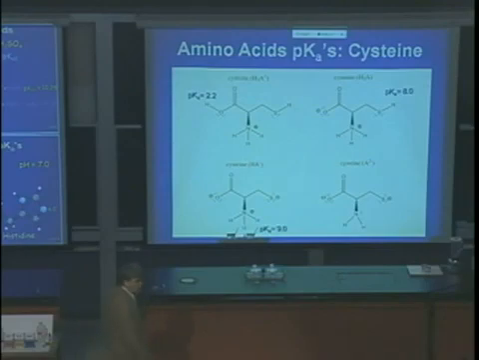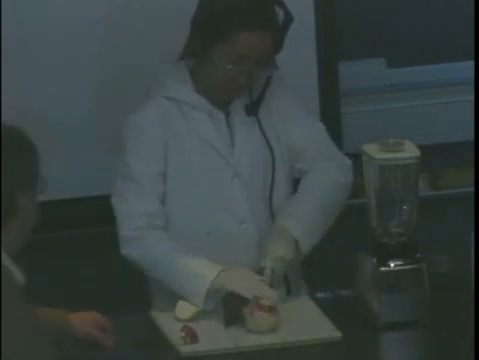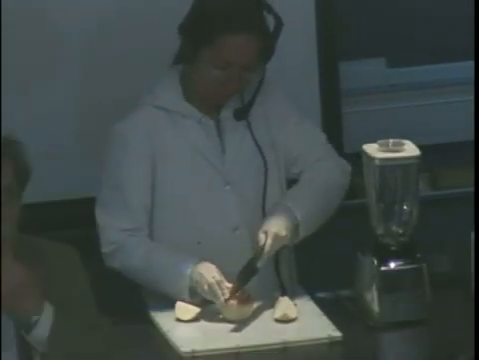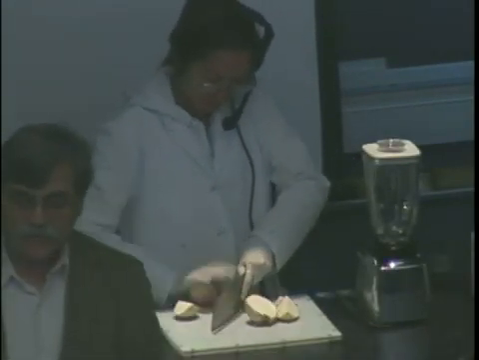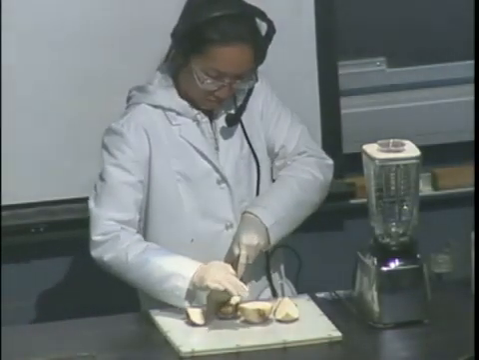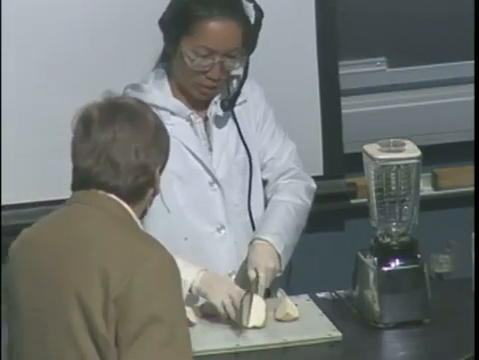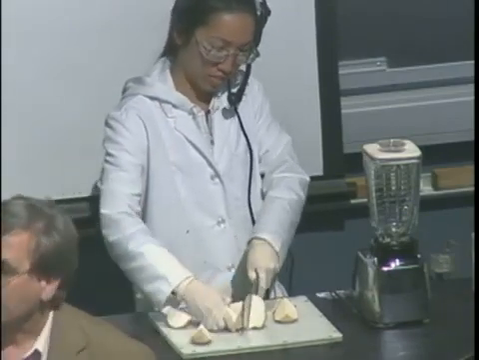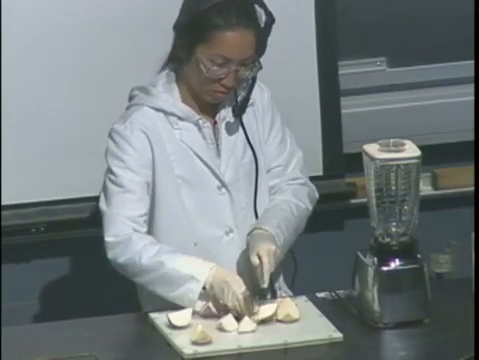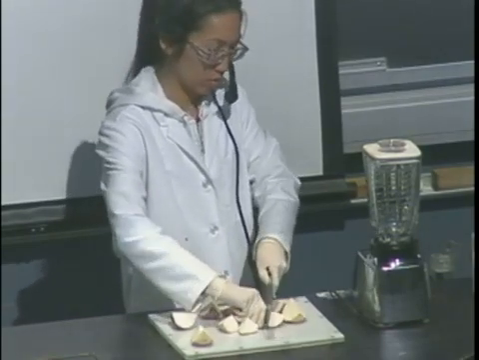So let's do an experiment. We're going to grind up some, what is it, rutabaga? No, what is it? Turnip. Karen's going to grind up some turnip, and we're going to make a turnip smoothie, okay? And turnips are extremely good for you. They have an enzyme. And what is that enzyme called? Peroxidase.